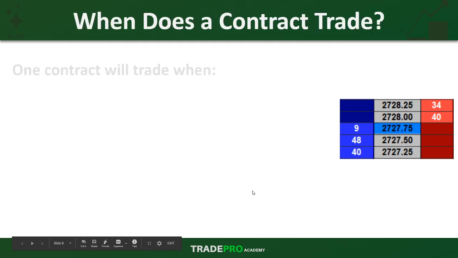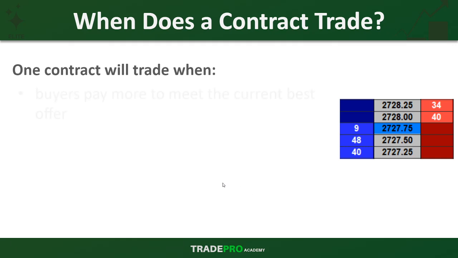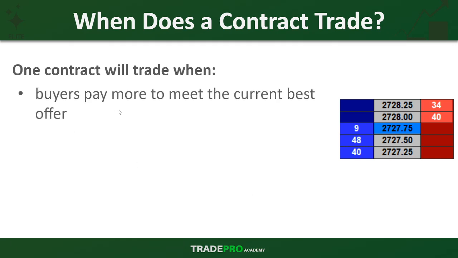So when does a contract actually trade? One contract will trade when the buyers pay more to meet the current best offer. So if they're sitting here and no one wants to move anywhere, markets will probably stay stagnant, right?